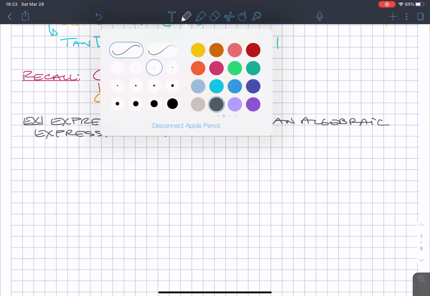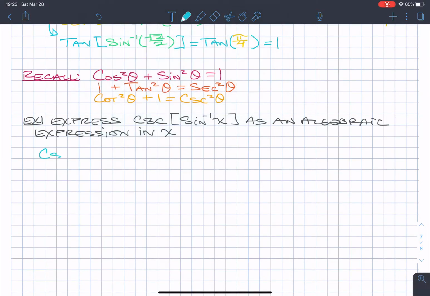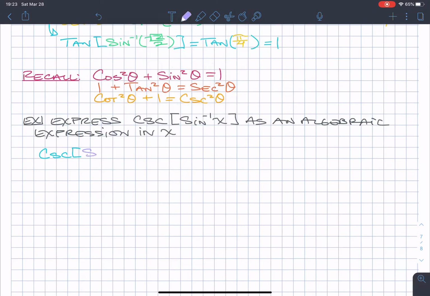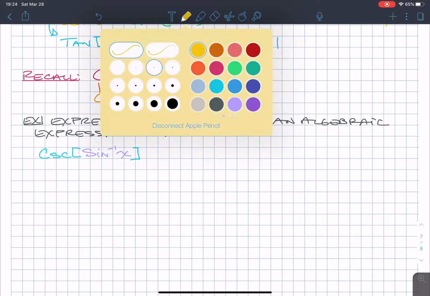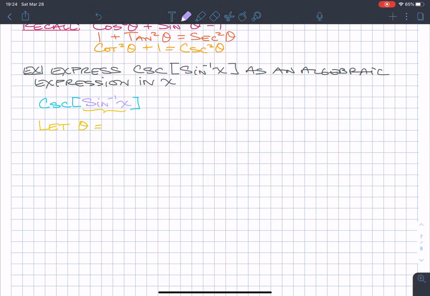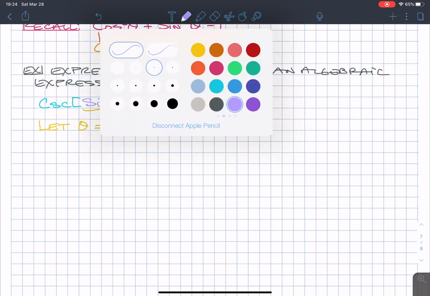Okay, so we have cosecant of inverse sine of x. What I always want to do is focus on the inverse function, and I let my angle theta always be equal to the inverse function. So let's let theta be equal to sine inverse of x. The reasoning behind this is I can isolate x as regular sine of theta.